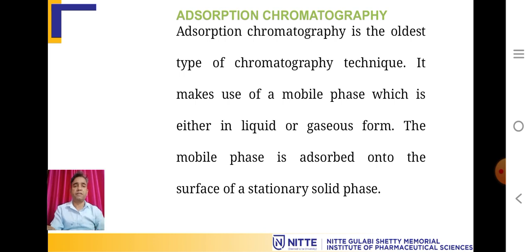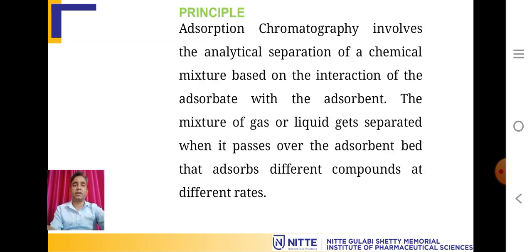So what is the principle of separation? Adsorption chromatography involves the analytical separation of a chemical mixture based on the interaction of adsorbate and adsorbent. The mixture of compounds or a liquid gets separated when it passes over the adsorbent bed that adsorbs different compounds at different rates. So the compound which has to be separated is placed onto the stationary phase, and then the mobile phase is poured onto it. Based upon the affinity of the compound for the stationary phase and the mobile phase, the compounds travel with different speeds.